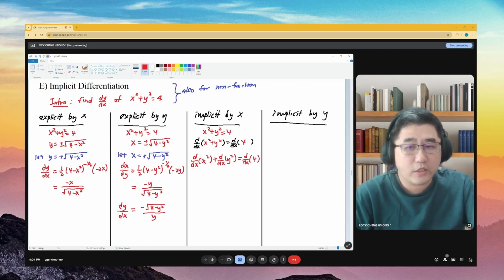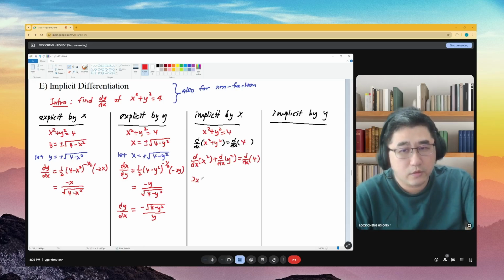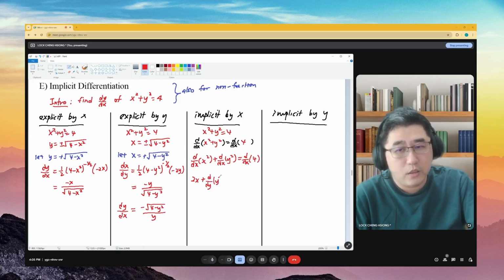Okay, d/dx of x squared, this is nice, because they are the same alphabet, x and x together, so I get 2x. But the middle term here, I have x and y, they are different alphabets. I cannot differentiate them straight away, so I need to use the chain rule and make them the same alphabet first.